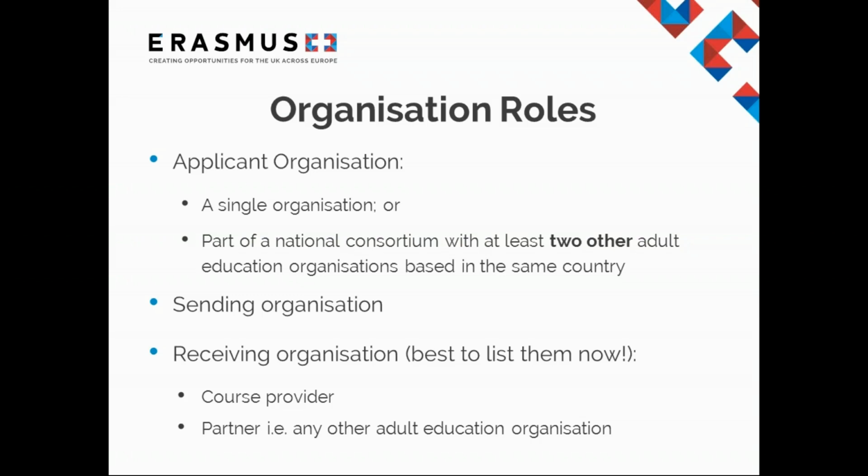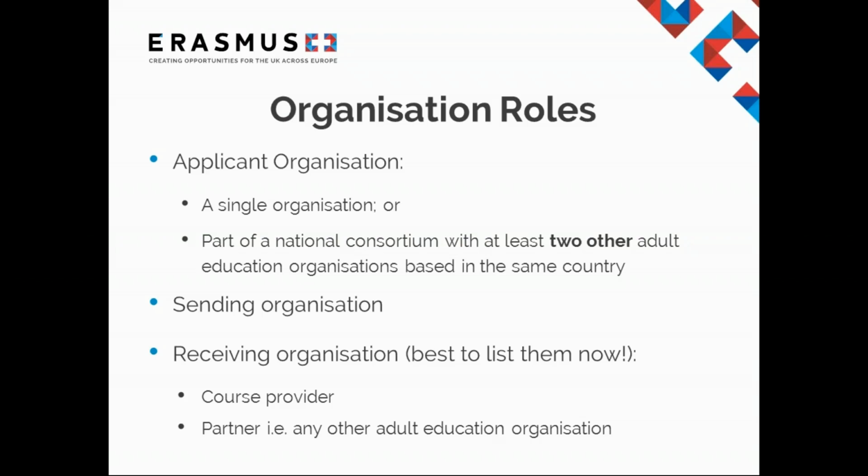There are various roles that participating organizations play in the implementation of an adult education staff mobility project. I will outline these and the responsibilities that each one should undertake. Firstly, the applicant organization. This organization is in charge of applying for the mobility project and if successful, signing and managing the grant agreement and reporting to the UK National Agency. The applicant can be a single organization or the coordinator of a national mobility consortium of partner organizations from the same country, aimed at sending adult education staff on mobilities abroad.